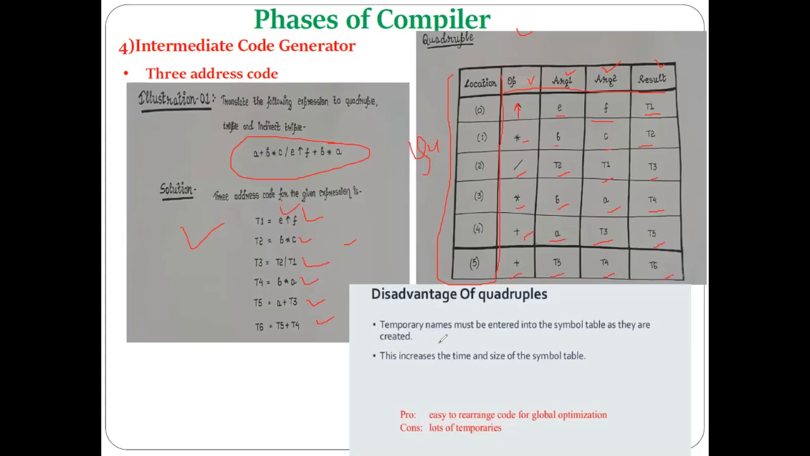Now, what are the disadvantages and the advantages of these quadruples? The disadvantage is that multiple temporary variables have to be generated. So temporary names must be entered into the symbol table as they are created. If more temporary variables are generated, the size of the symbol table may increase and the memory requirement will also be more. An advantage is also there: it is simpler to understand and easy to rearrange the code. And the disadvantage is that multiple temporary variables have to be generated.